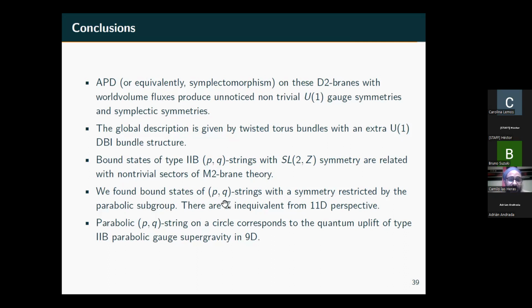We found bound states of PQ string with a symmetry restricted by the parabolic subgroup. There are Z inequivalent from the 11-dimensional perspective because we have identified some PQ string with the same Hamiltonian and the same bundle structure, and parabolic PQ string on a circle correspond to the quantum uplift of type 2B parabolic gauge supergravity in 11 dimensions.